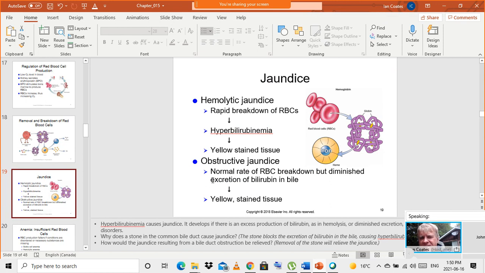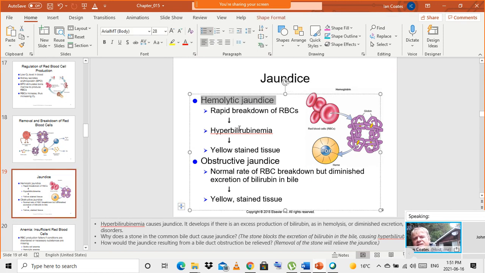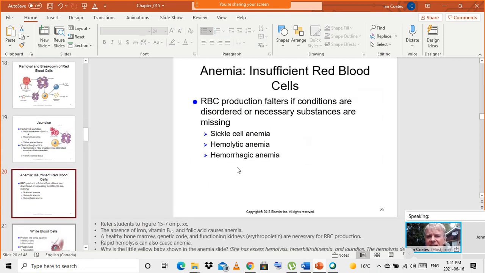Jaundice, this is a yellowing. Okay. And the yellowing of the skin. Okay, there's a problem here. We'll call it hemolytic jaundice. It's a rapid breakdown of RBCs. Okay, you get too much bilirubin producing, and what happens is you get this backup. You get this yellowing of the skin, yellowing of the eyes. Okay, you know that there's a problem here. Okay, so have a look at jaundice.